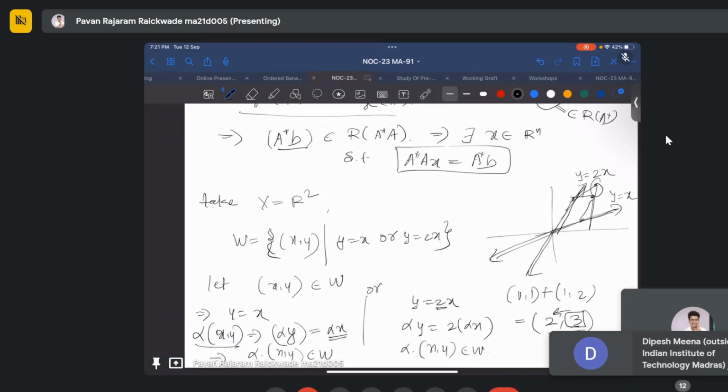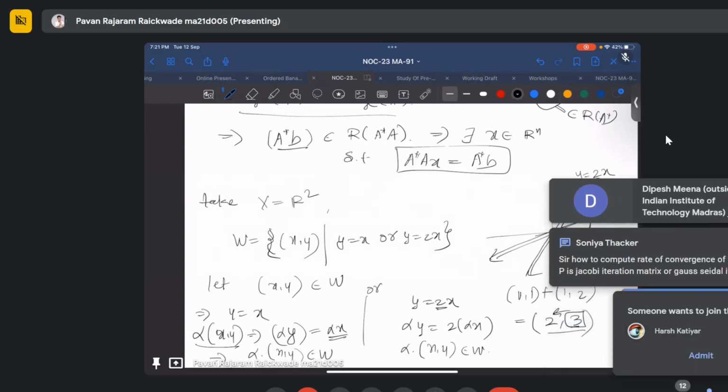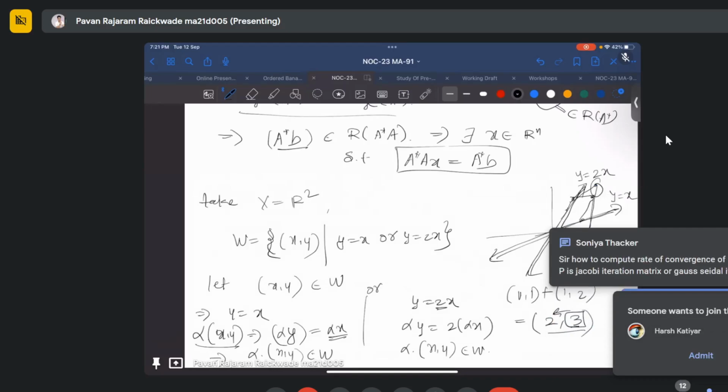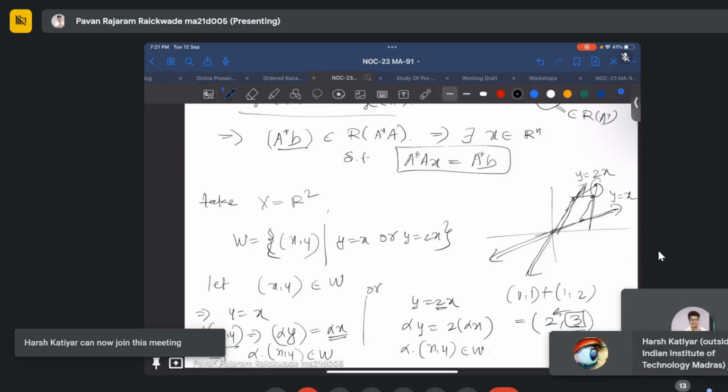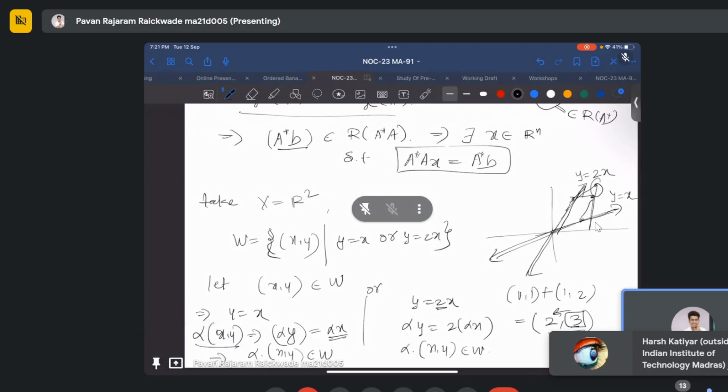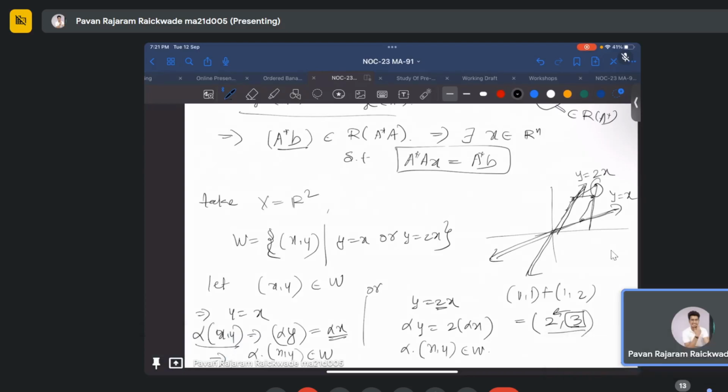Sir, is there any blueprint of the question paper? Blueprint of the question paper? No, I don't think so. Sample papers? We can ask the NPTEL team. I don't have any rights for that. So you can ask the NPTEL team if they can provide any sample papers to you, then that will be beneficial, I guess.